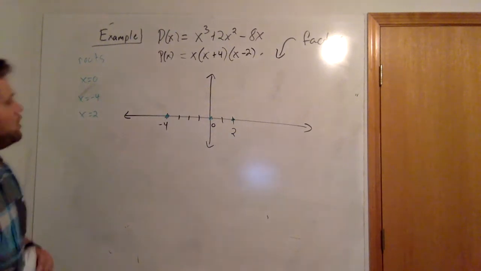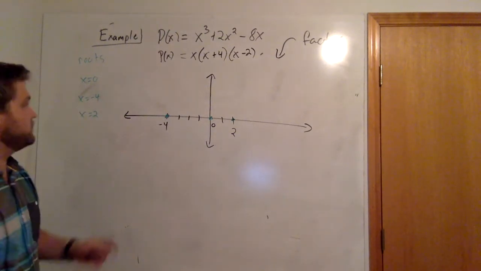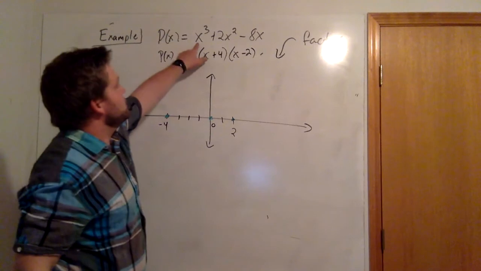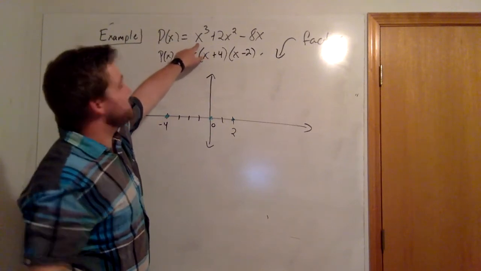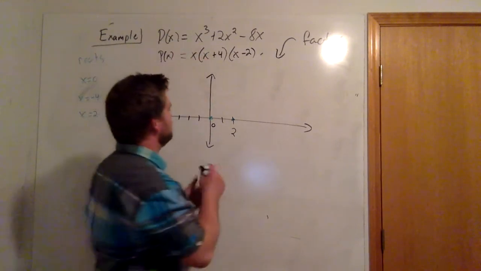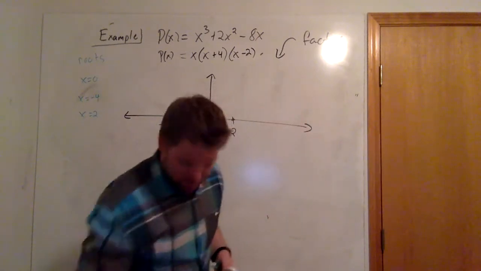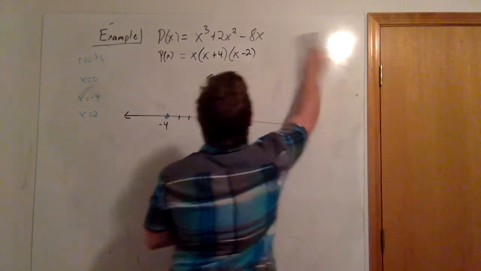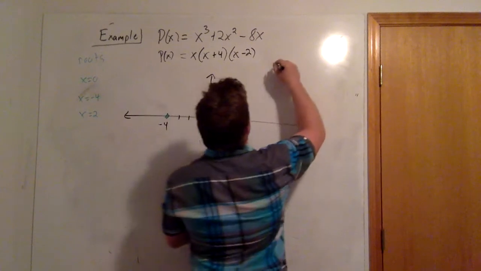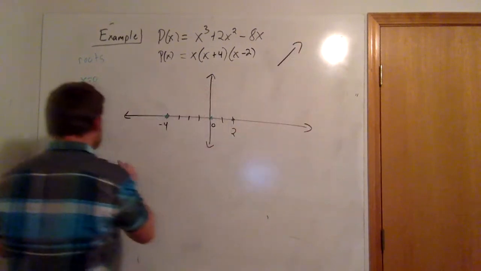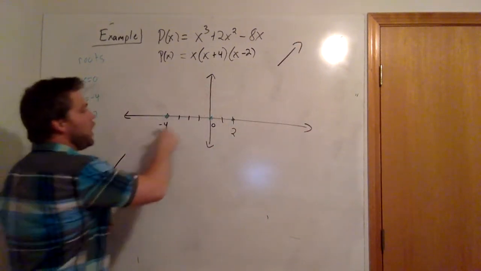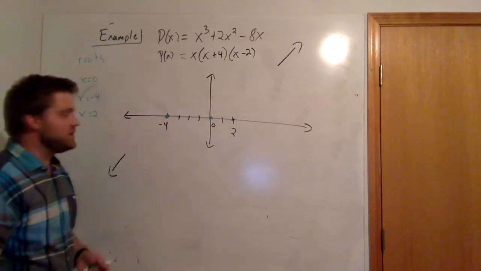What I also know is I know the end behavior of this function. The leading term on this polynomial is x cubed. It'll have the same end behavior as x cubed. So its end behavior will look just like a cubic. Okay, so now we just have to figure out what's going to happen here.